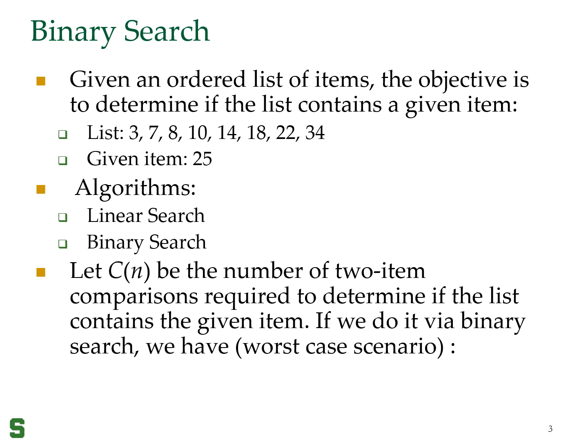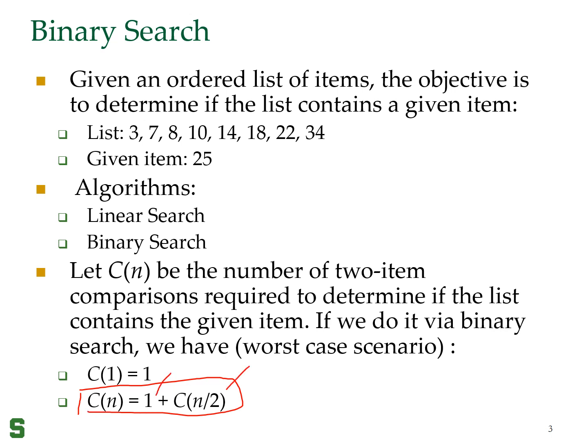Let C(n) be the number of two-item comparisons required to know whether the item is in the list or not. And if we do this via binary search, our worst case scenario is going to be, if I have just one term in the list, then I just need to look at that one element. If I have n elements, then I can search the middle, and then depending on what that comparison says, either search the left or the right. And that means my recurrence relation is going to be like this. This one is to look at the middle element, and this one, C of n divided by 2, is to look in the right half of my list.